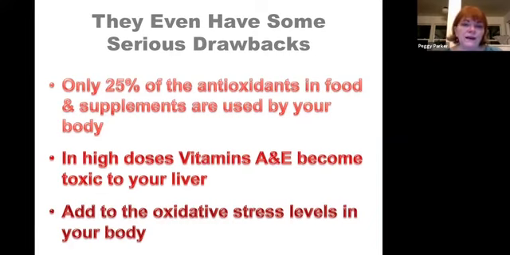Only 25% of the antioxidants that you consume in food and your supplements can actually be used by your body. So 75% just pass through. And in high doses, vitamins A and E are actually toxic to your liver, because they're fat-soluble vitamins and they get stored by the liver and they can actually become quite toxic.